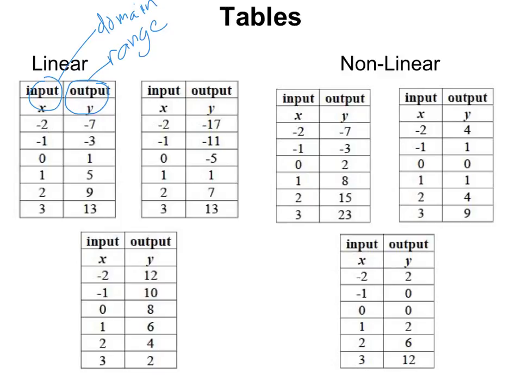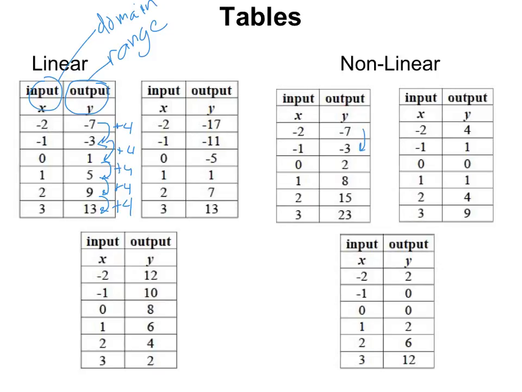So from -7 to -3, we've added 4. From here, we're adding 4 again. So every jump is 4. Let's look at a nonlinear one.